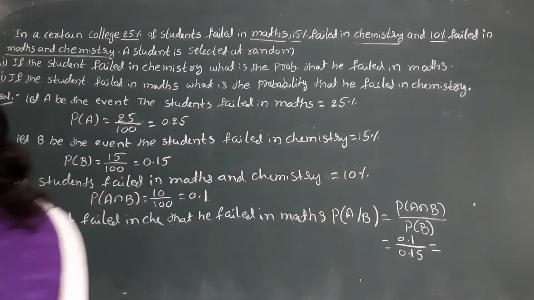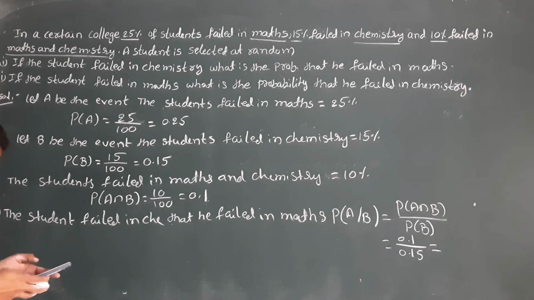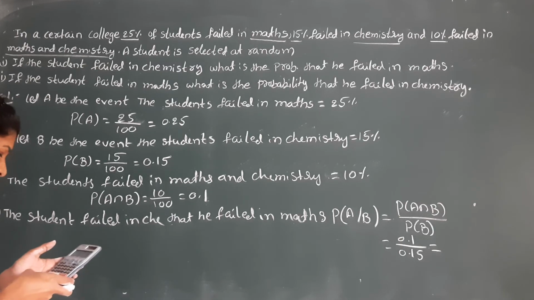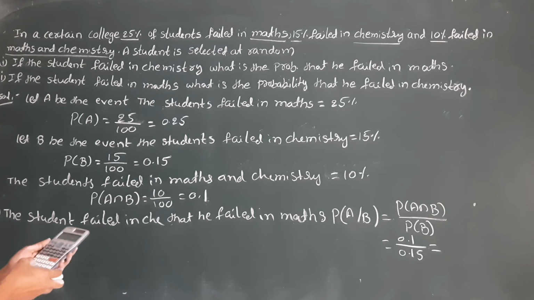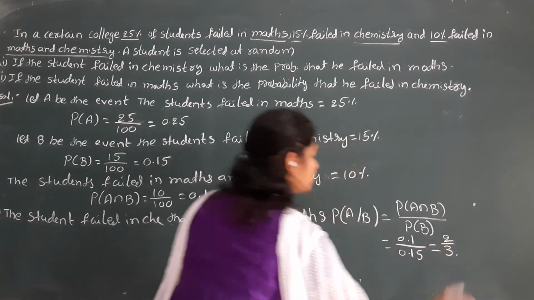Now calculate this value and find out the solution. 0.1 by 0.15 is equal to 2 by 3. The answer of this one is 2 by 3.